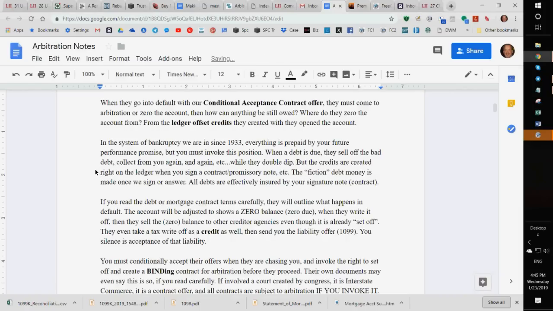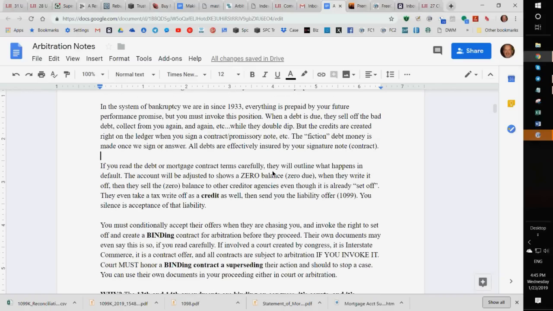right on the ledger when you sign the contract. The fiction money is made once we sign or answer a complaint. When we answer a complaint, we say guilty, not guilty, give our name, whatever it is. We've come in and said we'll be liable for this bill that you created. And they have a ledger too in those courts. And everything there is binding, they bond you to 10 years in jail, whatever it is. It's a contract. So let's take some of that insurance money that we created. Essentially, that's what we did, is we insured it with our signature, and use it to settle the accounts.